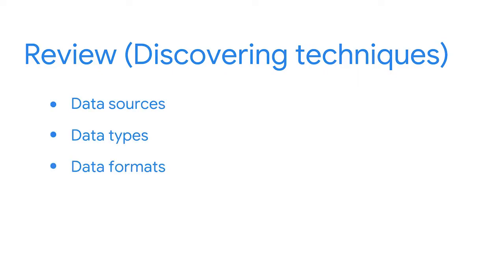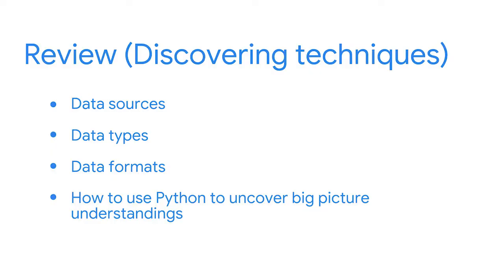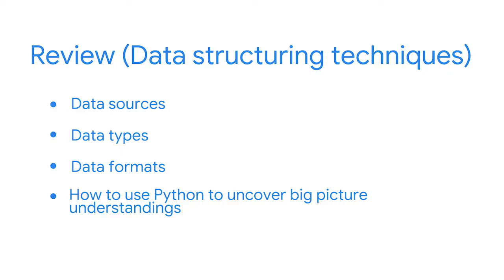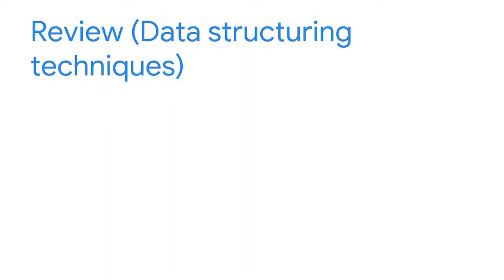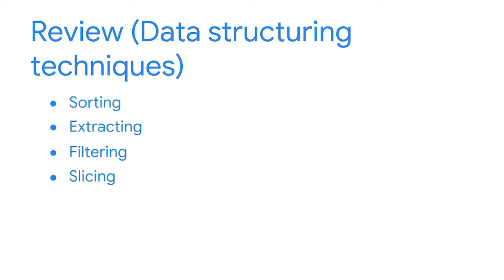You're making great progress. You've learned about the data sources, data types, and data formats, and the importance of knowing the basics about your data. We've worked through how to use Python to uncover big picture understandings of your data sets, like column headers, dtypes, size, and shapes, as well as basic visualizations. Along with these parts of EDA and discovering, we've learned about date and time transformations in Python. As for the EDA practice of structuring, you've learned to make order from chaos with functions like sorting, extracting, filtering, slicing, joining, merging, and grouping.